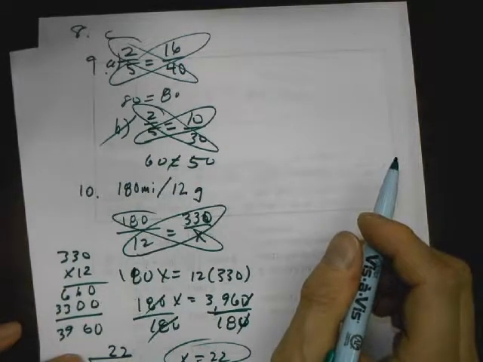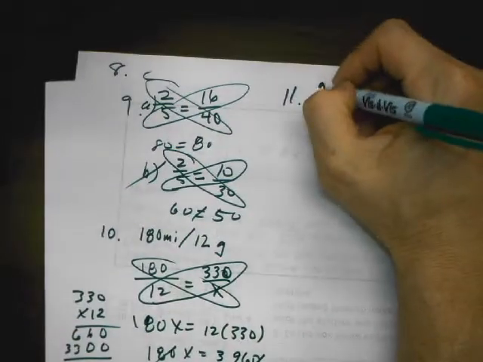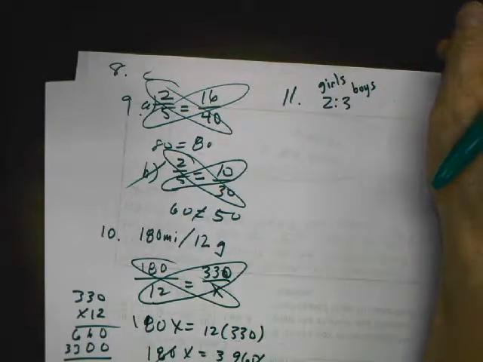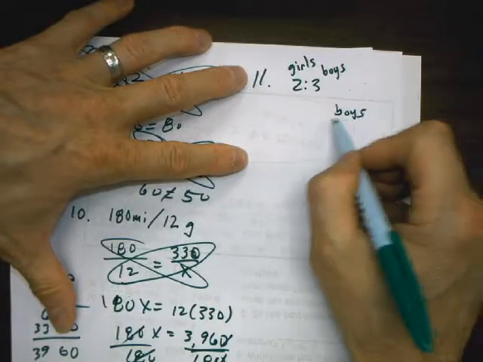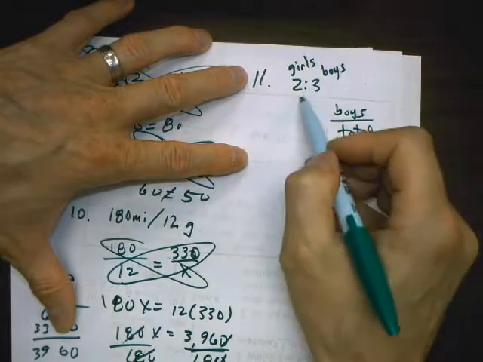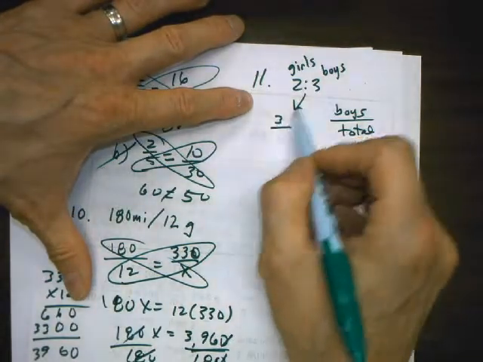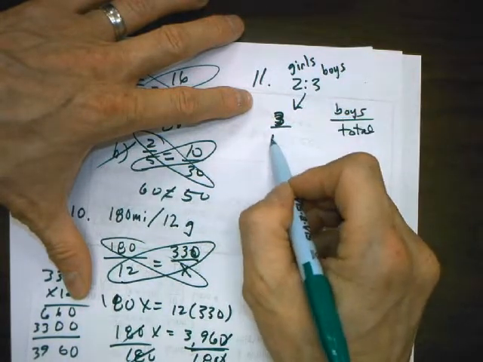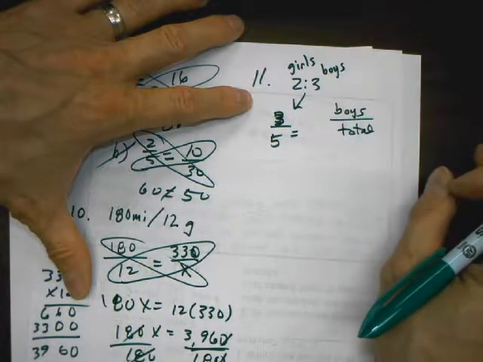We are on number 11. Number 11 says there's a 2-to-3 ratio of girls to boys. And they want to know how many boys there would be for 120 people. So they're asking how many boys for a total of 120. So I got to take my ratio and convert it to boys to total. So there's 3 boys for a total of, well, 2 girls and 3 boys is a total of 5 kids, right? So I got to add those 2. Whenever they say total, you're going to add something. You just got to figure out what to add, right?